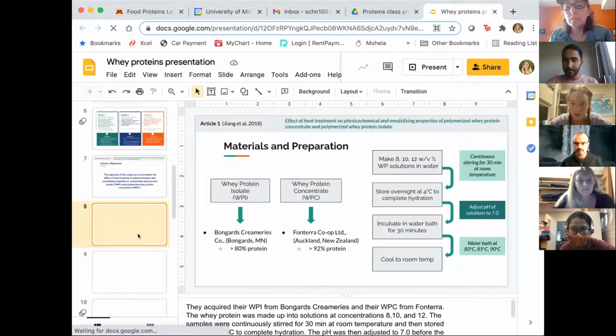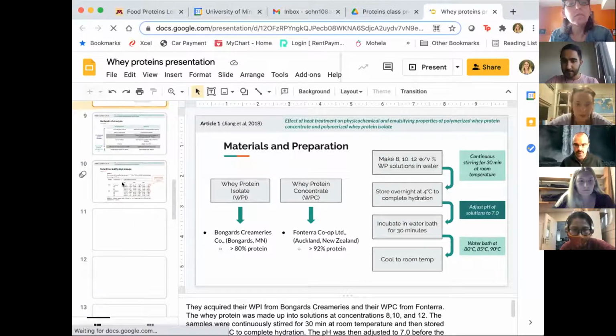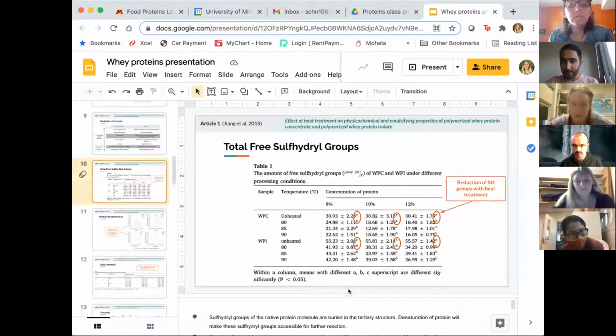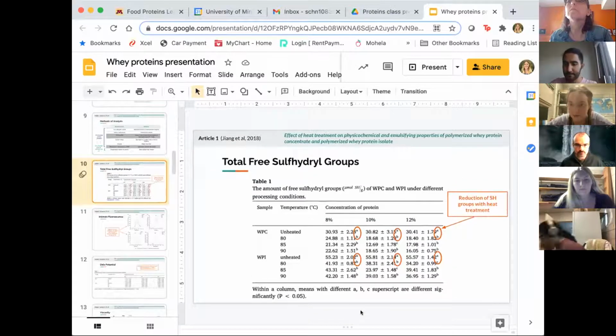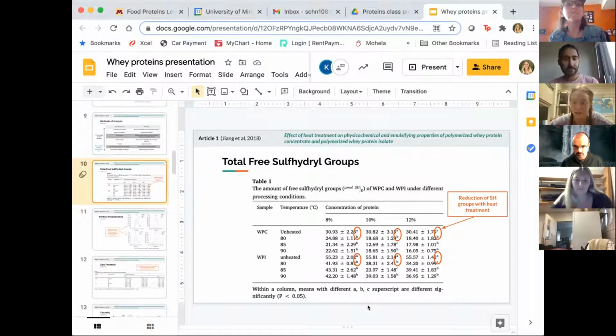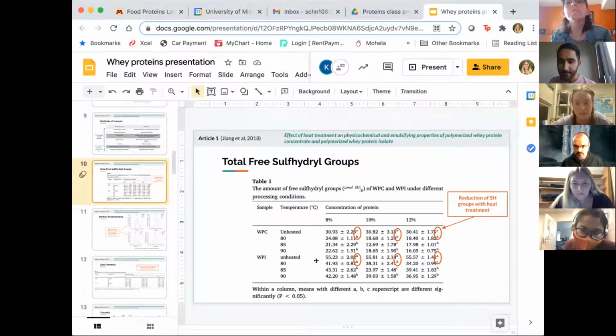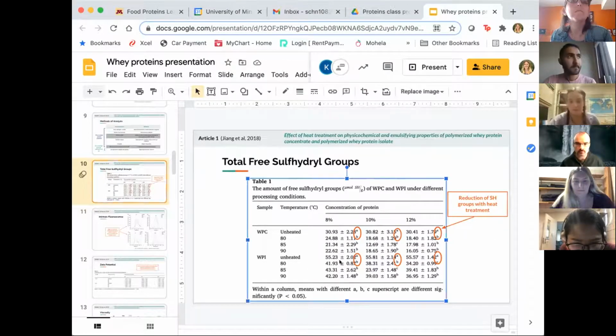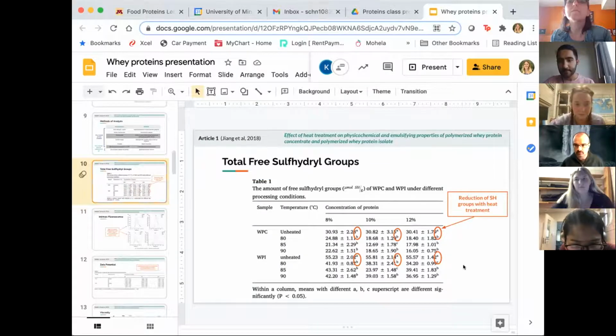So on the total free sulfhydryl group slide, they said in the results that the content of the free sulfhydryl groups of the polymerized whey protein concentrate at 80 degrees Celsius is significantly higher in comparison to 85 and 90 degrees. And if you look at that table, the superscripts show that there isn't a significant difference. So I noticed that that was a statistical error.